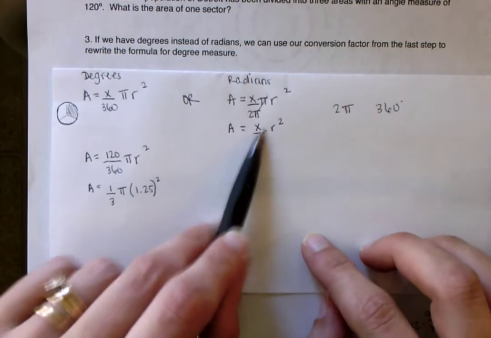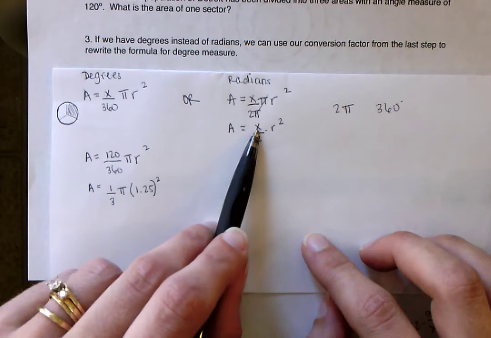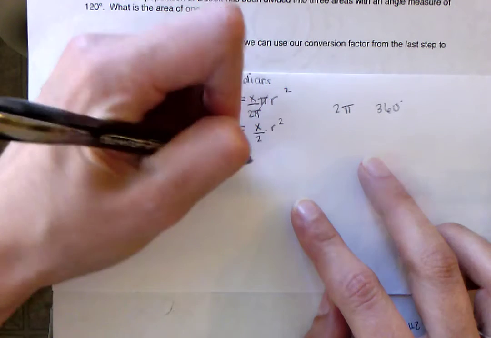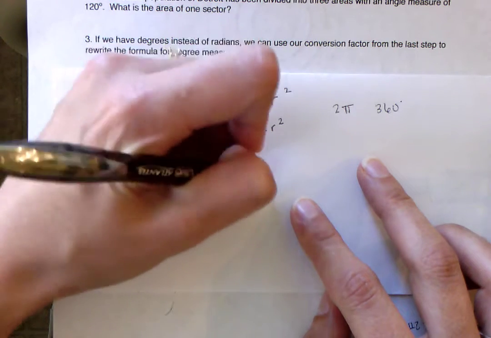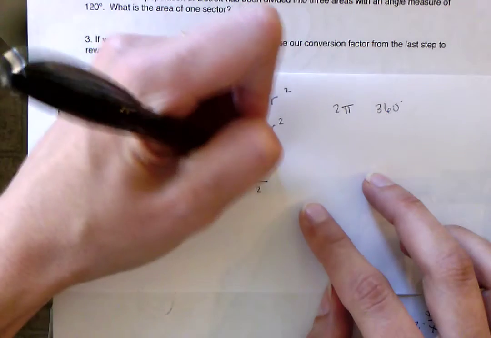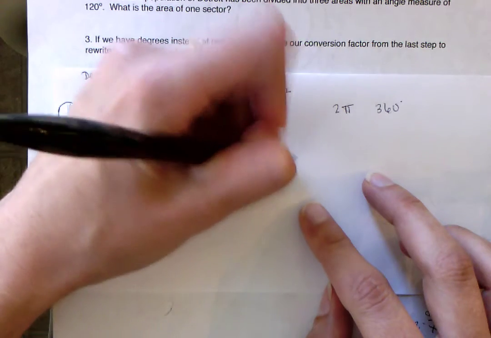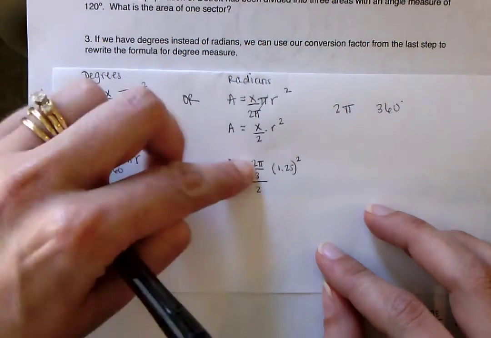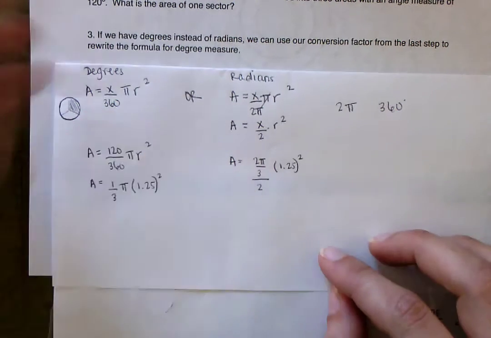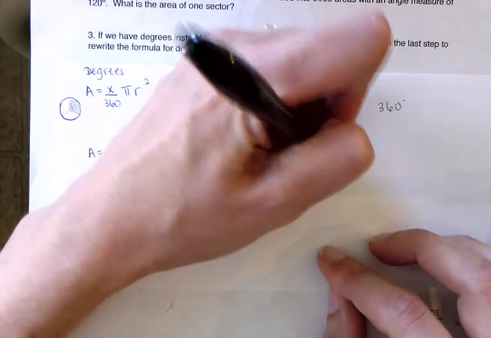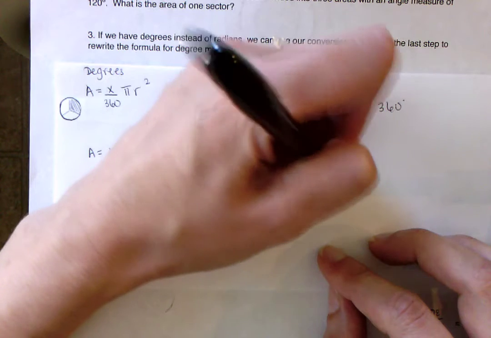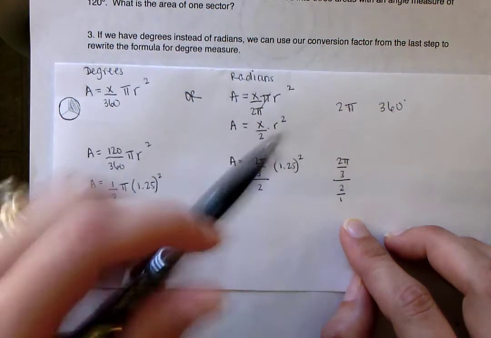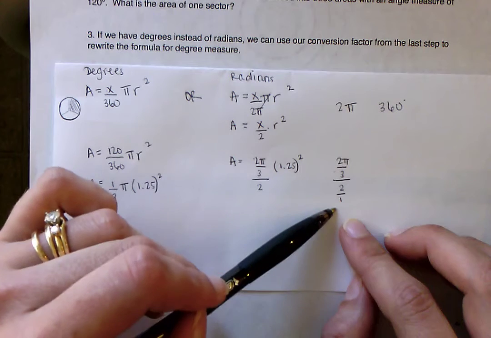I'm going to show you that if we do use radians, it will be the exact same answer at the end. So for radians, remember 120 degrees was 2 pi over 3. So area equals 2 pi over 3 over 2 times 1.25 squared. So I've got to simplify this. Remember, if you're simplifying a fraction divided by a number, you can also make this 2 pi over 3 divided by 2 over 1. You can always put a whole number over 1. And then this is a fraction divided by a fraction.